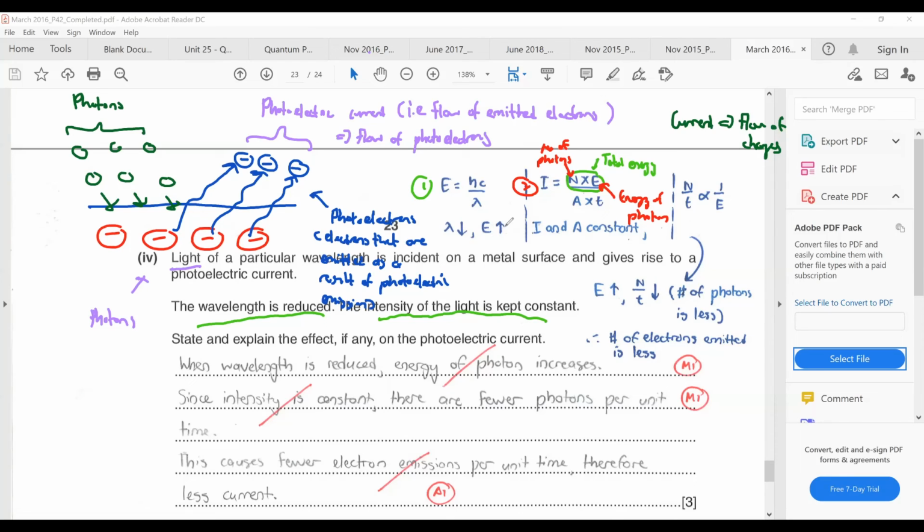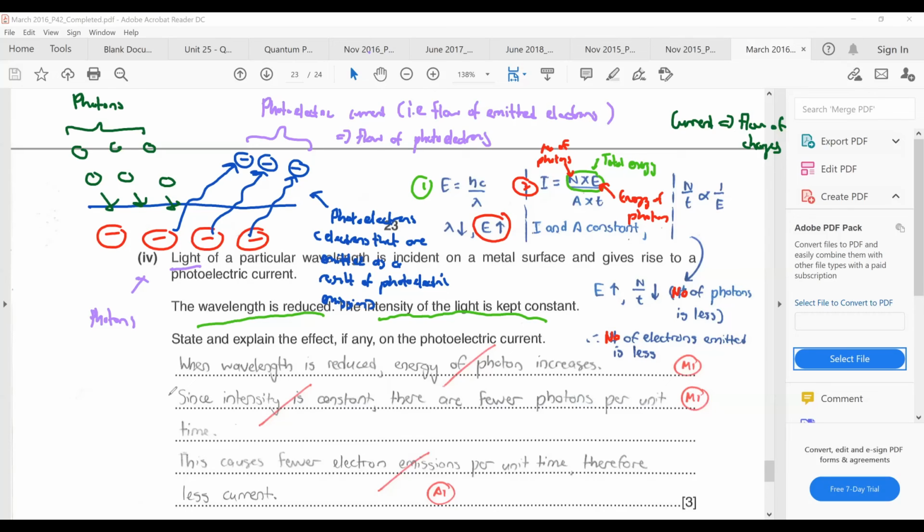If you already know that E is increasing, what would that do to N over T here? If E increases, N over T would drop. That means you have fewer photons. You have fewer photons interacting with the electrons, so the number of electrons emitted would also be less. If you have fewer electrons emitted, obviously your current will be less.